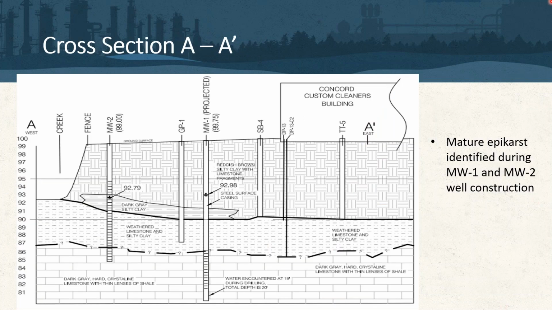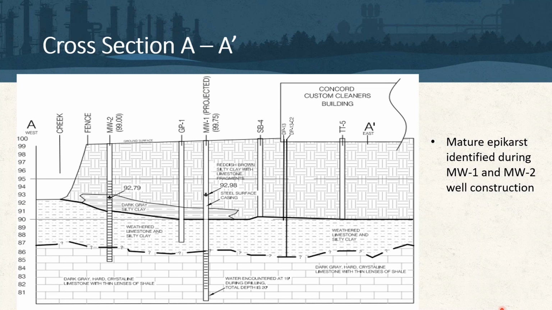Looking at the left cross section we saw in that photo, which is roughly to the north, on the map we saw on the last slide, north is to the left of the page. Here on cross section A to A prime, geological logging and follow-up assessment work prior to the remediation identified a mature epikarst, located during the installation of monitoring well 1 and monitoring well 2, as we see here in the central part of the cross-sectional view.